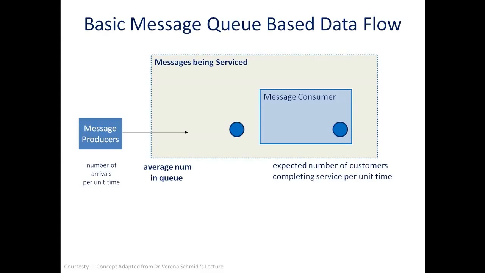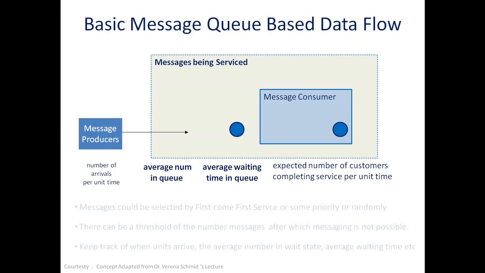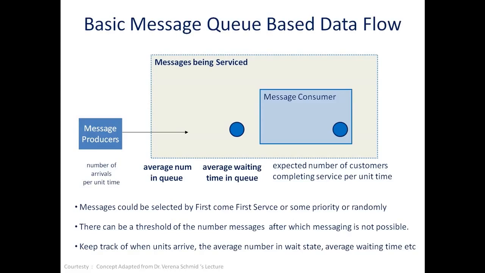So what are the elements to keep in mind? One, the average number of messages that could be in such a queue. Two, the average waiting time in the queue. These are important considerations. In addition, of course, there are certain other considerations like how to process the incoming messages. Do you want to use first come first serve or some priority or some randomness? Not only that, whether you want to even allow the message producer to send across messages if the queue is full. There are different tactics that you can play with.